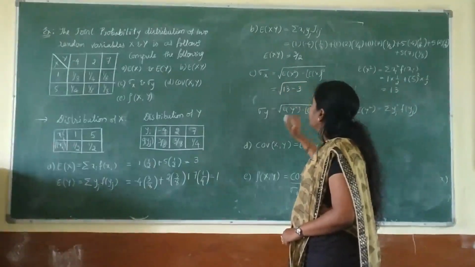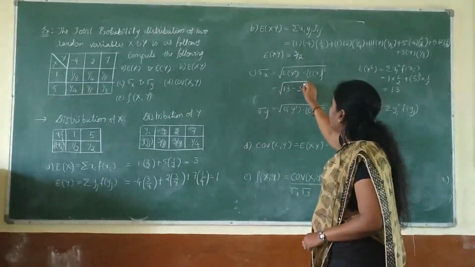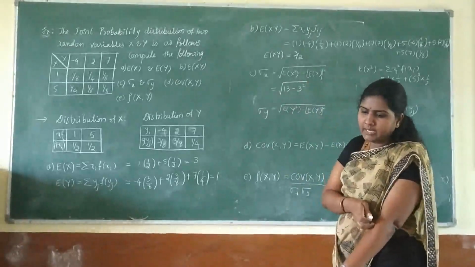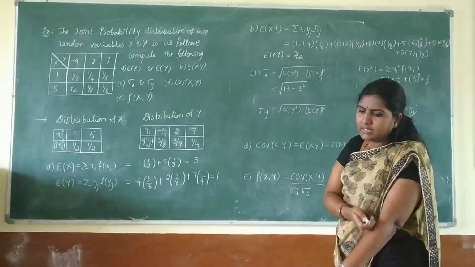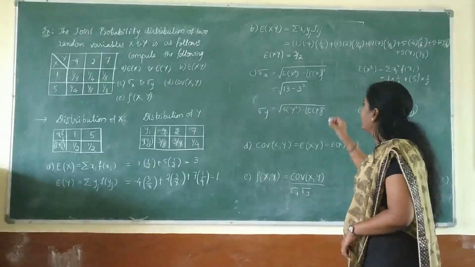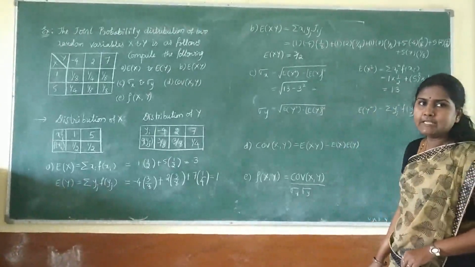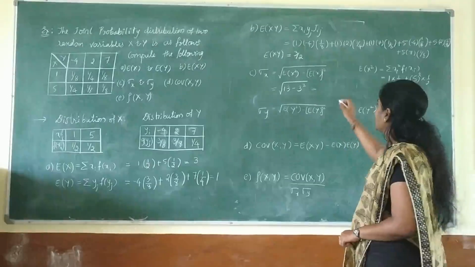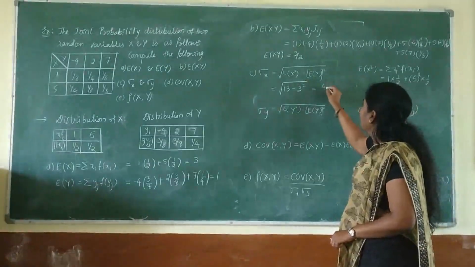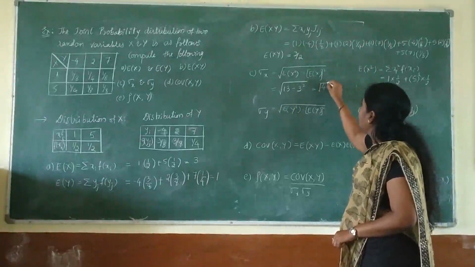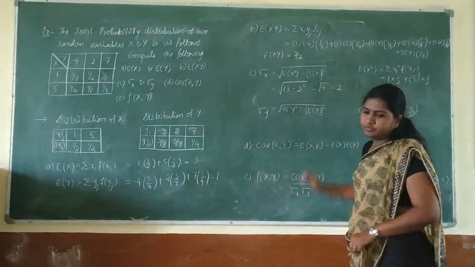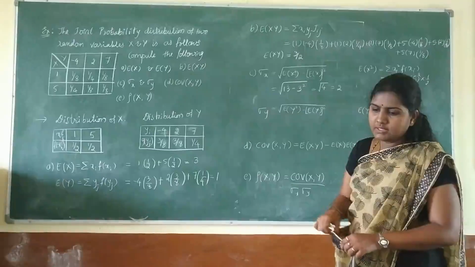Next substitute here. E of x square is 13. E of x whole square is 3 square, which means 9. 13 minus 9, how much is it? 13 minus 9 is 4. Square root of 4 is nothing but 2. Sigma of x is 2.